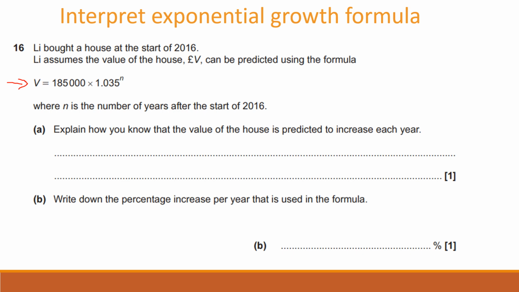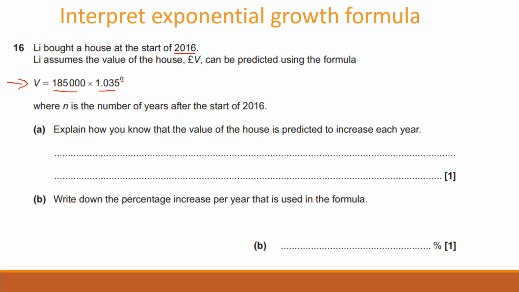Now, the compound interest formula says that you've got the initial amount times your multiplier to the power of years. Okay, and this is exactly the same in this formula here. So exponential growth works very similarly to compound interest because they're interlinked. Now, in this question here, we've got the price of the house in 2016. So we're highlighting key bits of information from the question as we go along. Now we're assuming the value of the house can be predicted by the formula V equals 185,000 times 1.035 to the power of n, where n is the number of years after that start date of 2016.